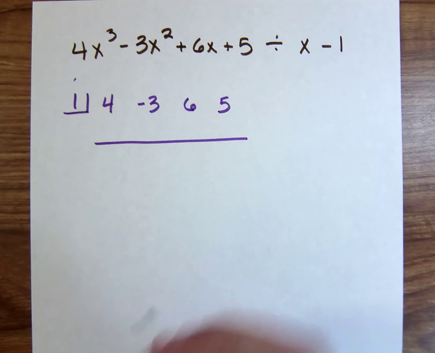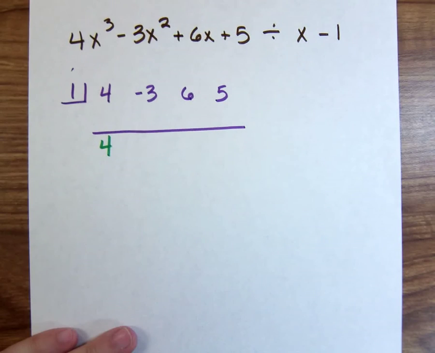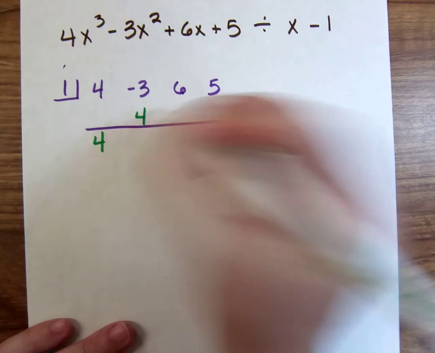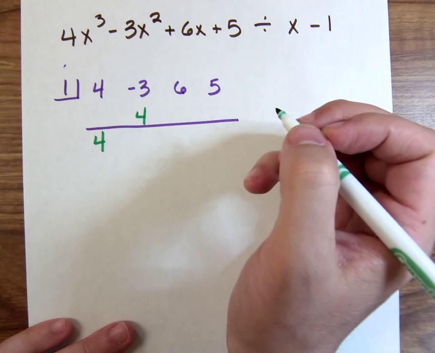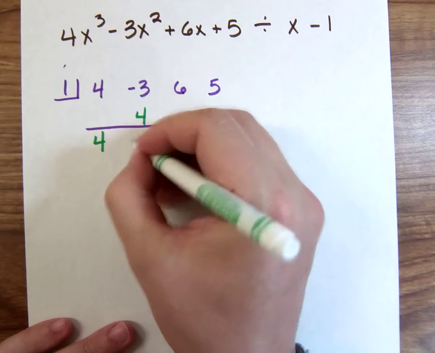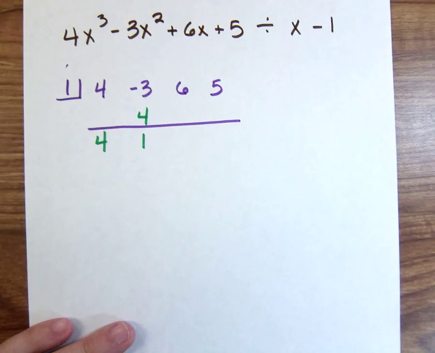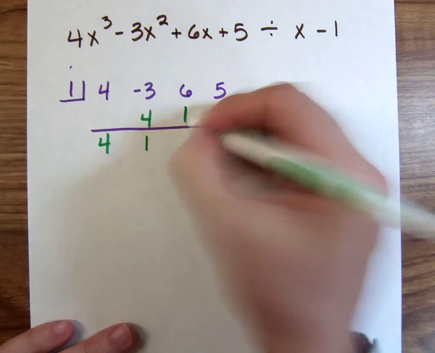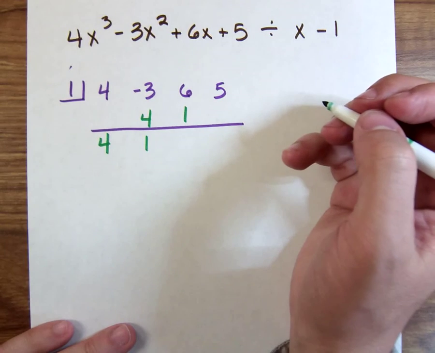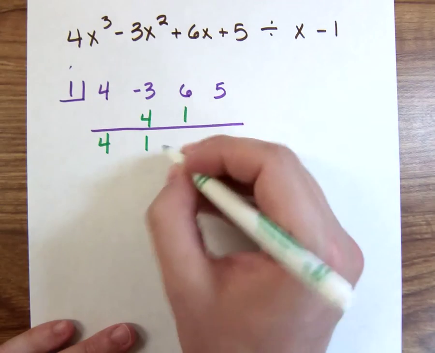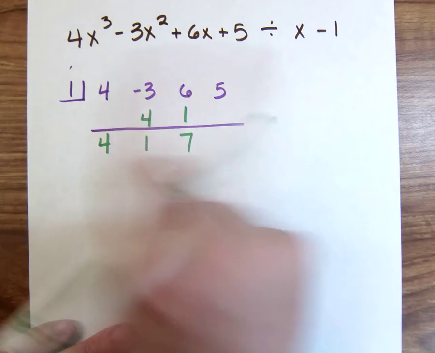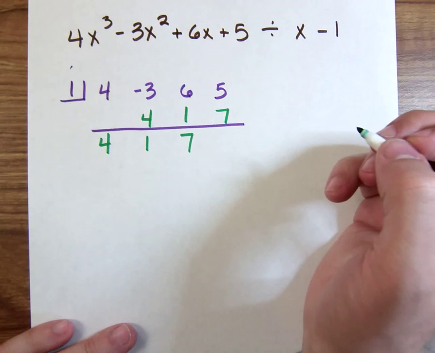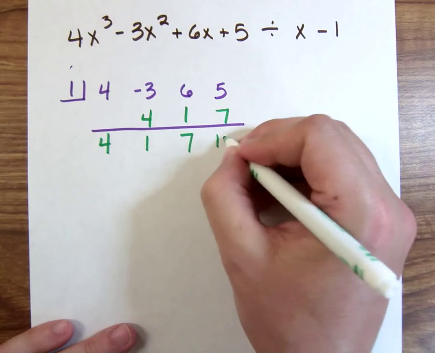First one goes straight down, bring down the 4. Then you multiply. 1 times 4 is 4. Then add this column. Negative 3 plus 4 is 1. 1 times 1 is 1. Add that column. 6 plus 1 is 7. 1 times 7 is 7. And then add that column. 5 plus 7 is 12.